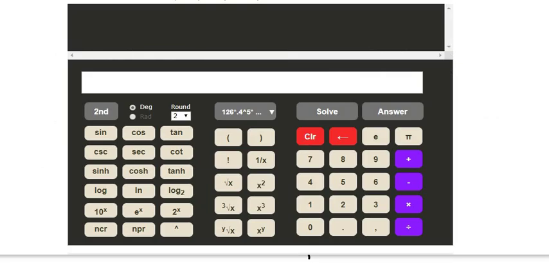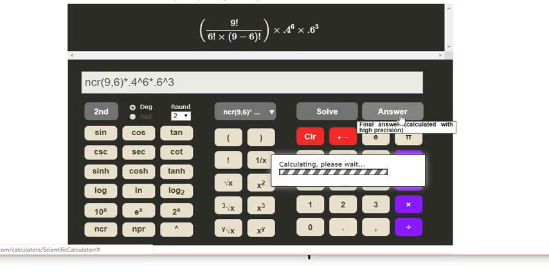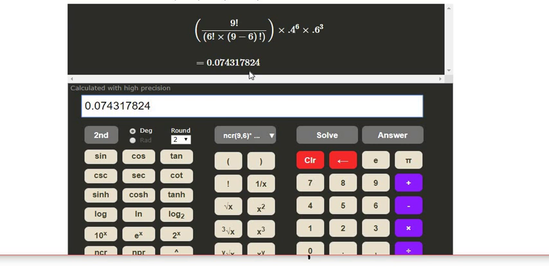Okay, here's my online calculator again. I'm calculating the probability that x is equal to 6. So the first step is to find the combination of 9 choose 6, then times 0.4 to the 6th power, times 0.6 to the 3rd power. I entered that calculation into my calculator all at once, and I find that that probability is 0.0743.